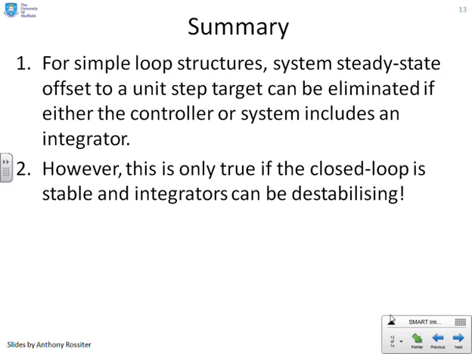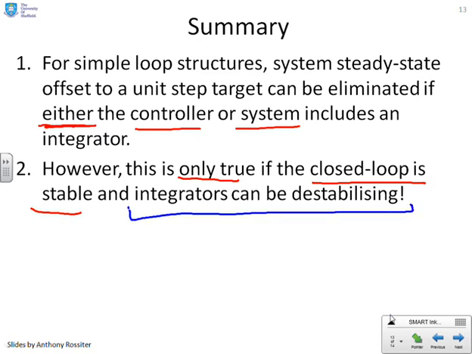So a conclusion. For simple loop structures, the system's steady state offset to a unit step target can be eliminated if either, and that's the key thing, either the controller or the system includes an integrator. However, that's only true if the closed loop is stable. And the final thing you've noticed is that integrators can be destabilizing. So once you include an integrator, as you start ramping up the gain, it's quite likely in general, certainly in practice, that the closed loop will go unstable. So the inclusion of an integrator limits the value of gain that you can use otherwise.